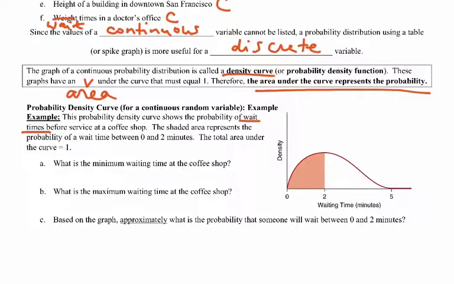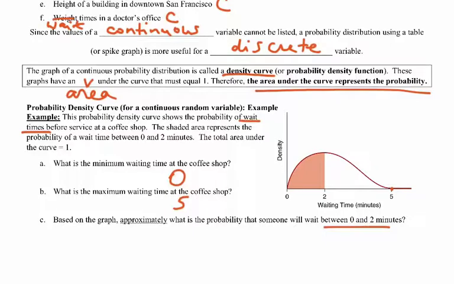The question says, what is the minimum time to be waiting at the coffee shop? So based on that x-axis, it looks like 0 is the minimum time we could be waiting. And the maximum time, I think our probability stops right about here. Doesn't look like we have any area underneath any numbers past 5. So I'd say 5 is the maximum time. So based on the graph, approximately what is the probability that somebody will be waiting between 0 and 2 minutes? So they're asking you to figure out an estimate for what's in the pink area.